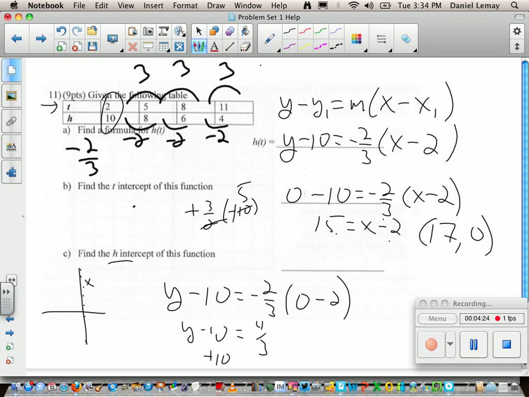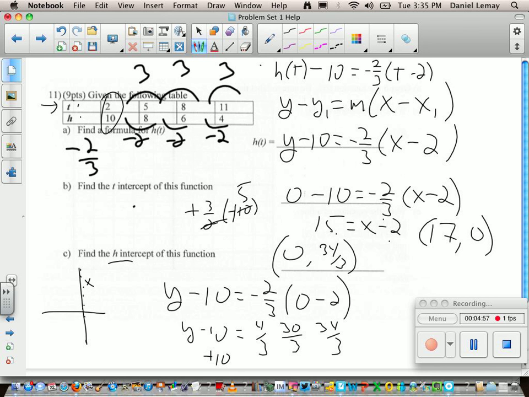So add 10, but I'm going to rename 10 as 30/3. That way we have common denominators. So it's going to be 34/3, or 0, comma, 34/3. I'm just noticing h and t, I probably should have written this as h of t minus 10 equals negative 2/3 times t minus 2 for this problem, but what we did with y is fine.